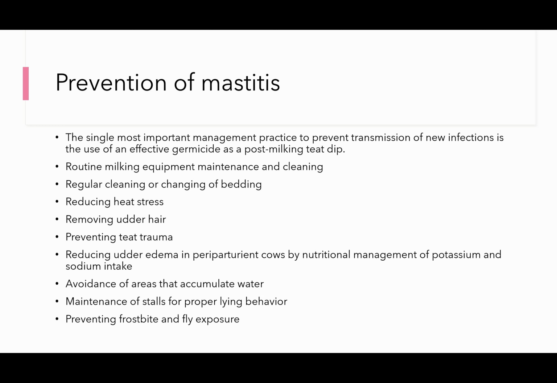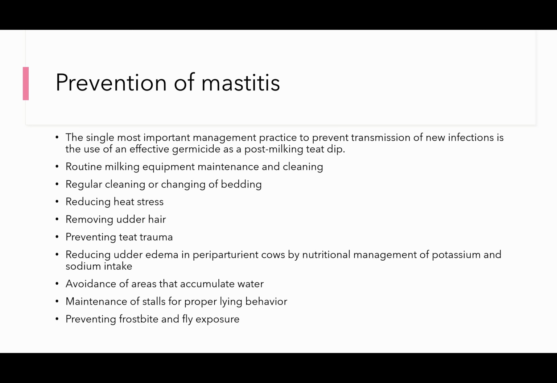So for the prevention of mastitis, management is always important. You want to prevent transmission. If an animal has mastitis and they're cupped on to be milked, you take those cups off, put them on another cow, you can transmit the disease. It's important to always use an effective germicide to treat the teats after milking, simply because of this.